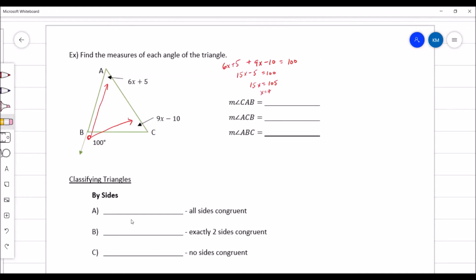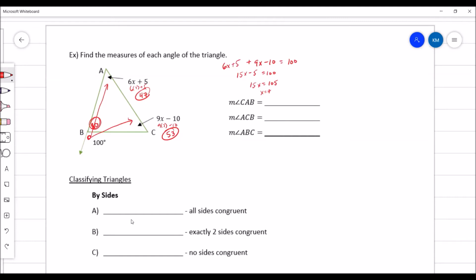Great. Now that we have solved for x, we can just plug that into these equations here. 6 times 7 plus 5, that's 42 plus 5, which is 47. 9 times 7 minus 10, that's 63 minus 10, which is 53. And then by our triangle angle sum theorem, all 3 of these angles should add up to 180 degrees. So that's 100, and this must be 80 then.